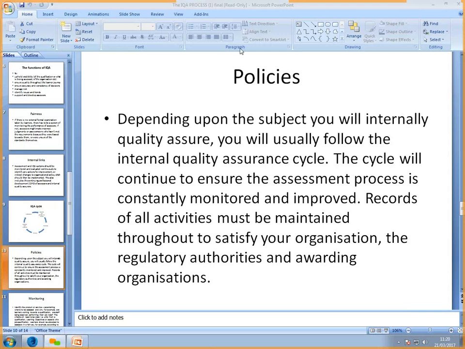Depending on the subject you internally verify, you will usually follow the internal policy cycle, which we mentioned last time. It was to plan what you're doing, do it, look at what you've done, and then keep on cycling again. It will continue to ensure that the assessment process is constantly monitored and improved where necessary. Records of all activities must be maintained throughout to satisfy your organisation, the regulating authorities, and more than anything, the awarding bodies.